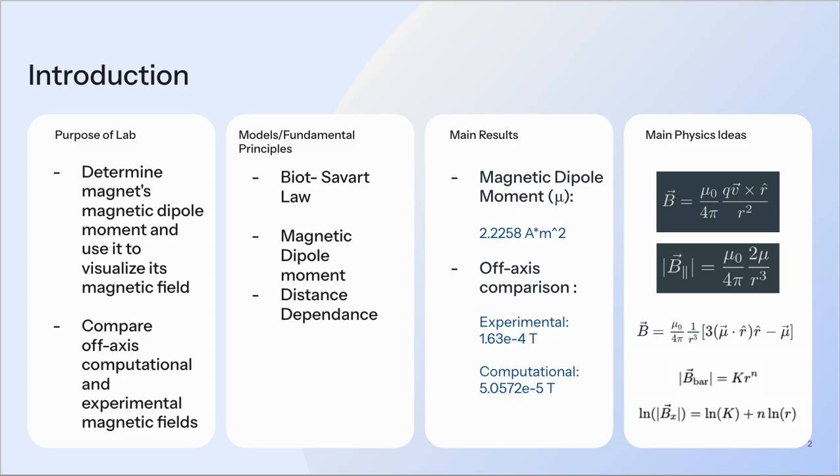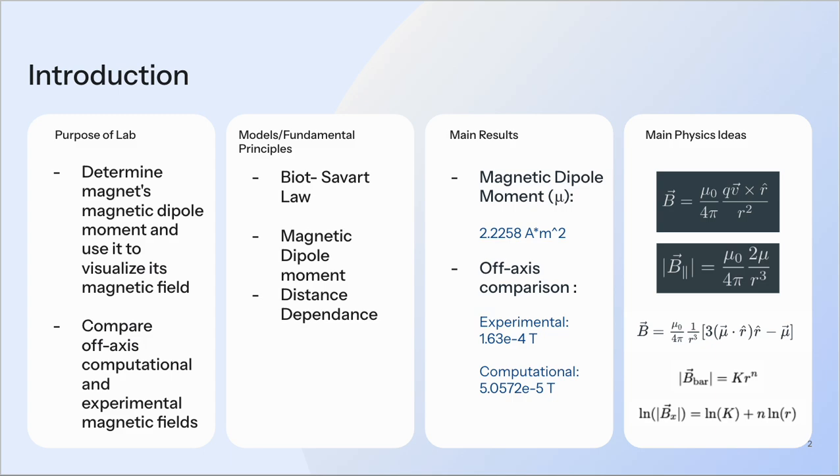The main models and fundamental physics principles used were the Biot-Savart law, the magnetic dipole moment, and then we talked about distance dependence. The main results are shown where the magnetic dipole is below 2.2258 amperes times meters squared, and the off-axis comparisons are below. And then the formulas for these main fundamental principles are shown on the right.